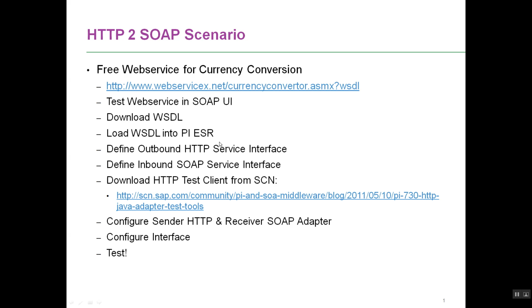We defined an outbound service interface. We defined an inbound service interface. The outbound service interface used a custom data type and a custom message type. Our inbound service interface used the external definition, and then we downloaded the HTTP test client from SDN, and we used that HTTP test client to test our scenario.